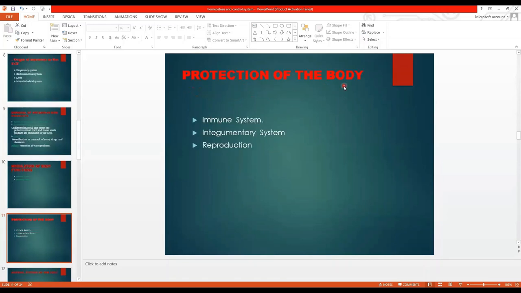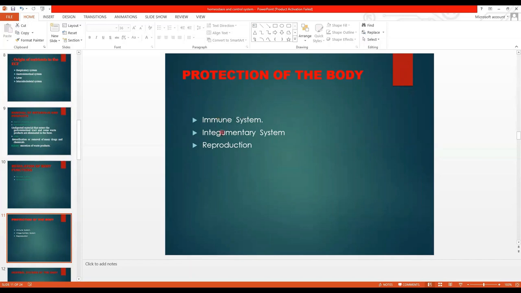Now the protection of the body. How are our bodies protected? These systems are responsible for the protection of the body. Number one is the immune system. Number two is the integumentary system. And number three is the reproduction. The immune system consists of white blood cells, lymph nodes, and lymph vessels. All these protect our body from foreign substances such as bacteria, viruses, and fungi by fighting against them.